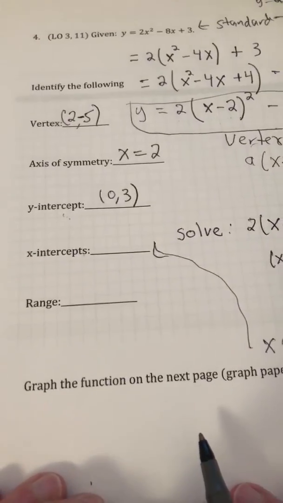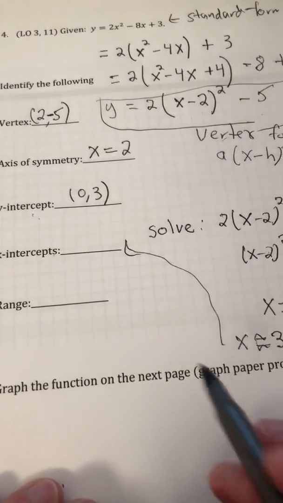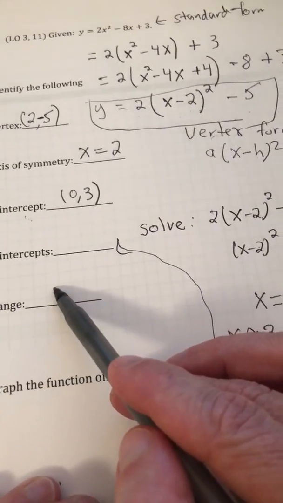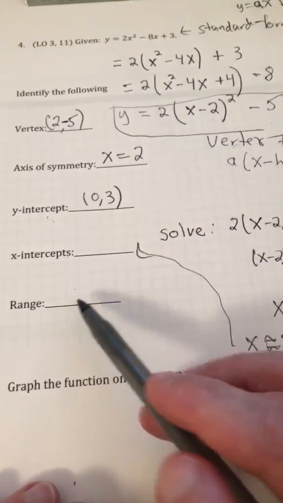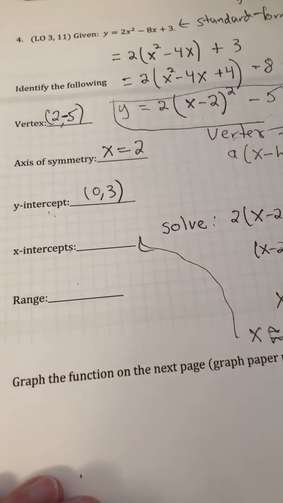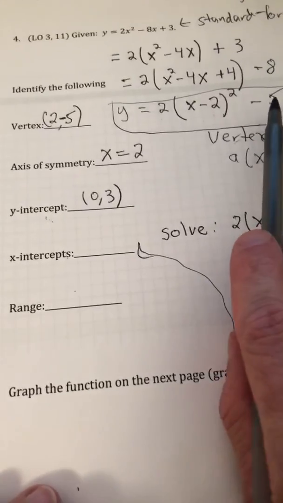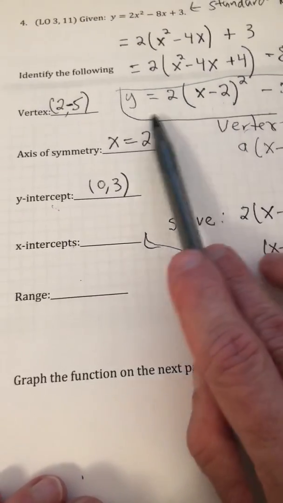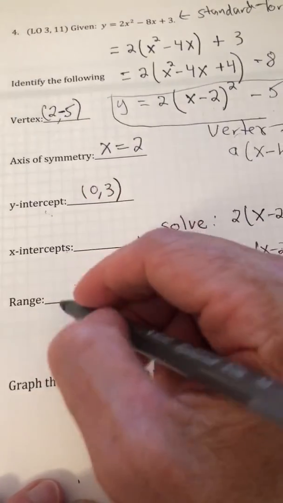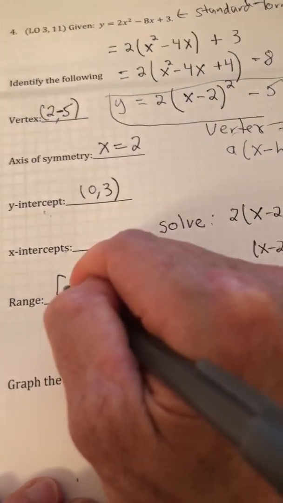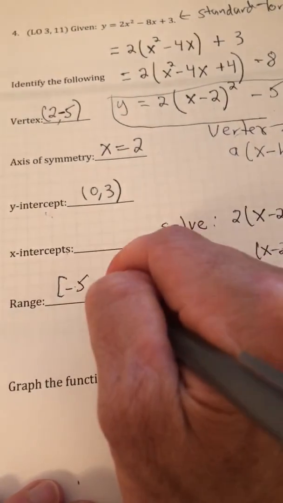Now what about the range? Remember, this is a parabola opening upward. That's important. So the y values go on forever. So what is the minimum here? The minimum value happens at the vertex. So the range would be -5 to infinity.